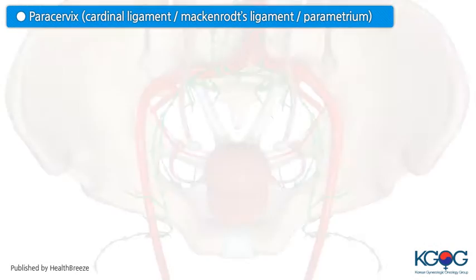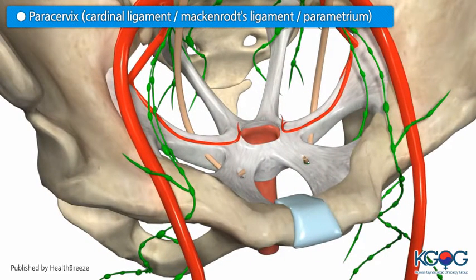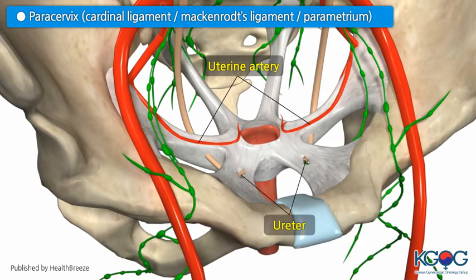Paracervix: dorsolateral attachment of the cervix, tissues that surround the uterine artery between the uterine corpus and pelvic sidewall, cranial to the ureter, connective tissue, and lymph channels.